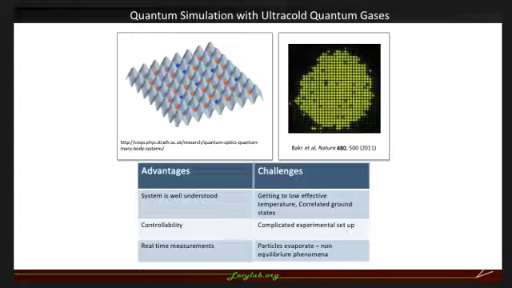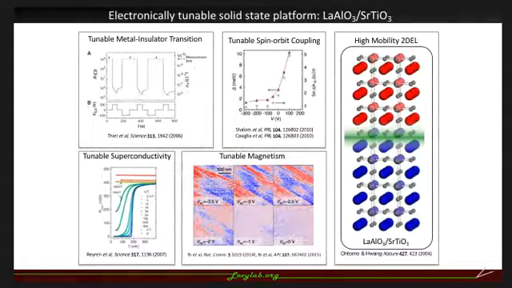And so one possible alternative is that instead of using cold atoms to simulate these systems that appear in solid-state physics, what if instead we use a solid-state platform that could naturally support the physics we wish to study to do this quantum simulation, where it is easier to reach low effective temperatures where complex quantum phase diagrams such as magnetic phases, pseudogap phases, or even superconductivity could be studied. And so one potential candidate for such a solid-state quantum simulation platform is LAO STO.